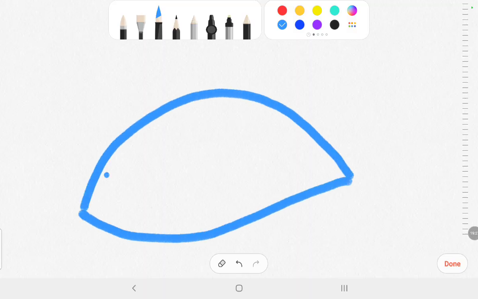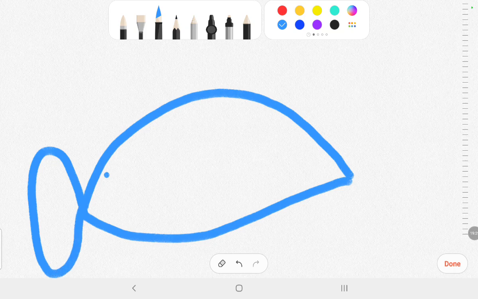Sorry, my drawing is not that good. I'm not an artist, so let's just use imagination.